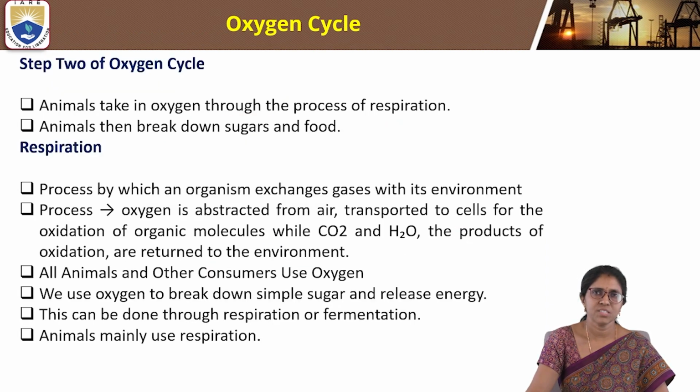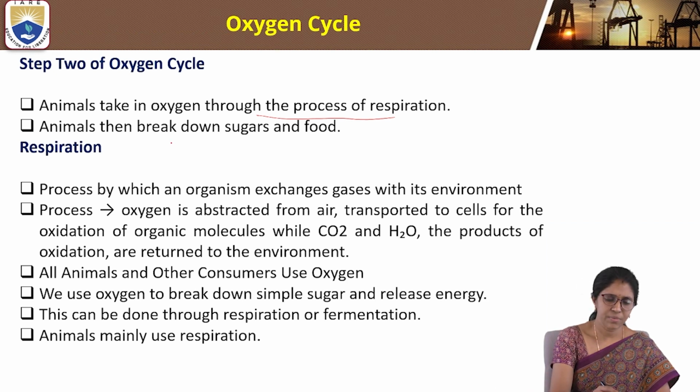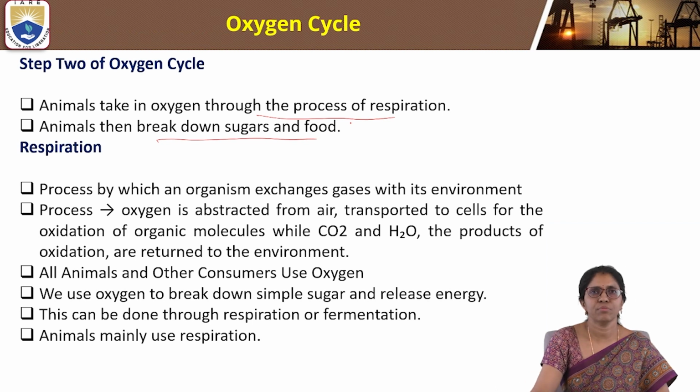Step 2 of the oxygen cycle. In step 1, oxygen is produced. In step 2, animals take in oxygen through the process of respiration. So animals then break down sugars and food.